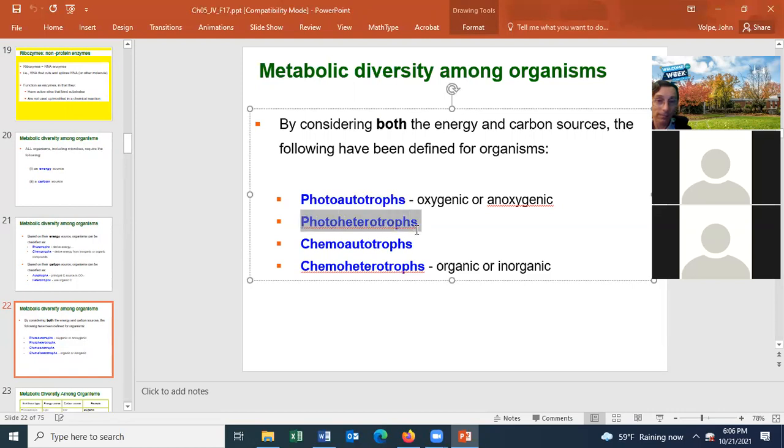like glucose. There's the chemoautotrophs, and they get their energy needs from a chemical compound, and they get their carbon from carbon dioxide. And then there's the chemoheterotrophs. They get their energy needs from a chemical compound, such as glucose. They get their carbon needs from an organic compound, such as glucose. Any question about any of that?